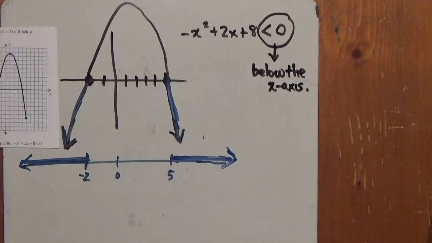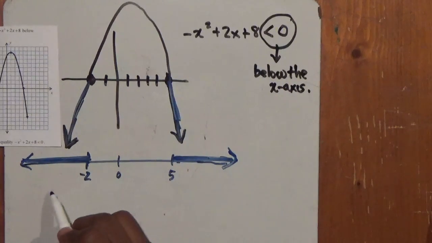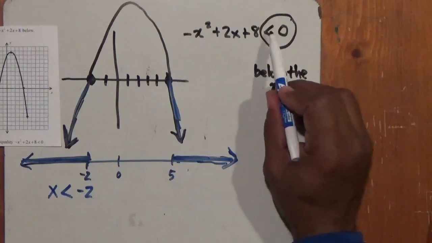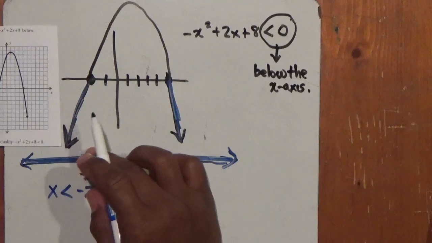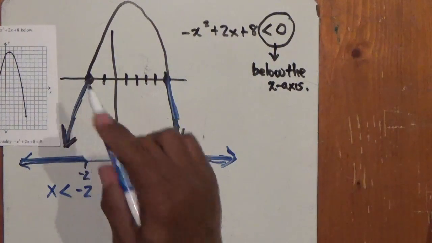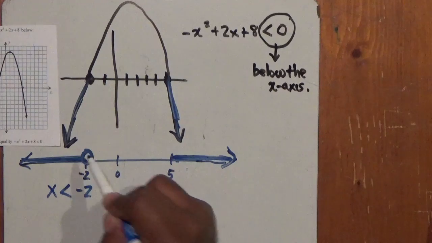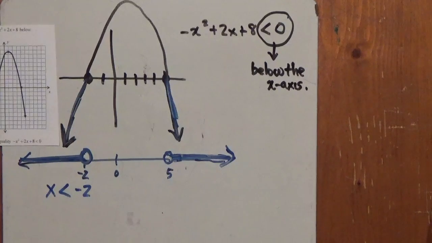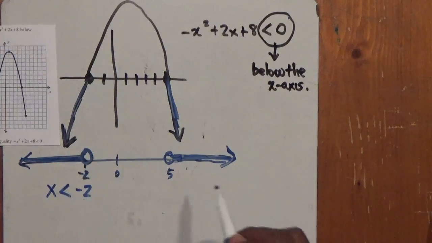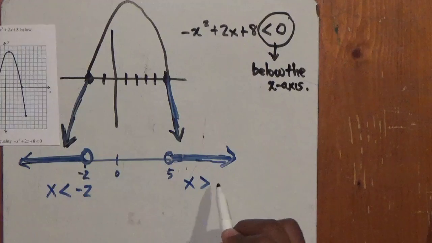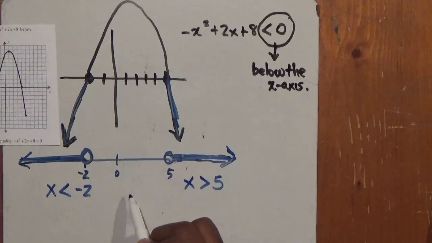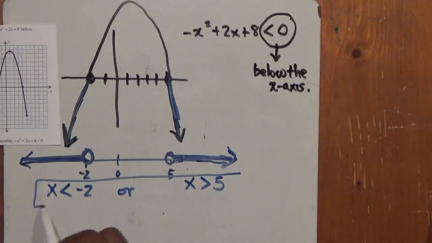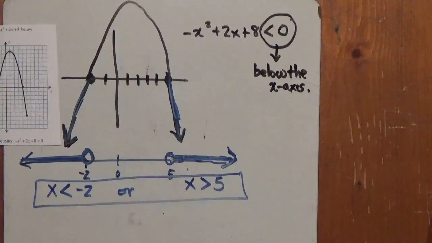So to write your answer, how would you write this? You would say x is less than negative 2. And the fact that it says less than, we know that it's not including 0, so we're going to have an open circle there, and an open circle here at 5. This part is x is less than negative 2, and this part is x is greater than 5. And that is your solution for this problem.